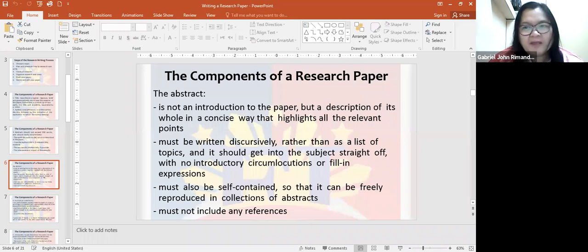As much as possible, you don't use as many adjectives and as much explanation as you did in your research work. It must also be self-contained, so that it can freely be reproduced in collections of abstracts, okay? And it must not include any references. So basically, we can say around 3 or 4 paragraphs will do for your abstract.